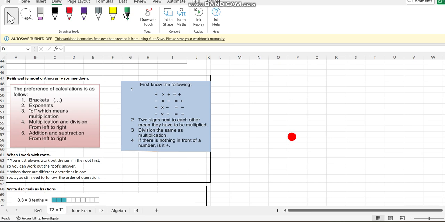But remember BODMAS, and then please remember this. Two of the same symbols: plus plus, gee vir jou plus; minus minus gee vir jou plus. Two of the same symbols are positive. Two different symbols will give you a negative. Plus minus, minus. Minus plus, minus. Different symbols, negative.